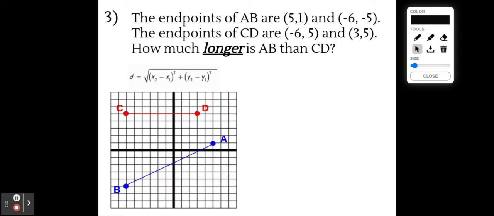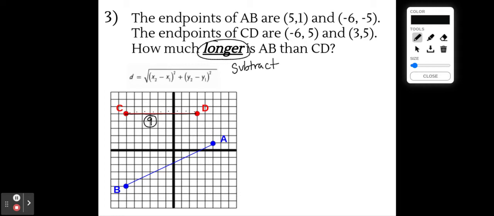Now the question's asking us how much longer is AB than CD? And we can definitely see that AB is longer, but we want to know how much longer. So we're going to have to figure out the lengths of both of them, and then we're going to have to find the difference by subtracting. Okay, if you look at CD, this is just as simple as counting up how many units long it is, because it's just a straight line. So I could count 1, 2, 3, 4, 5, 6, 7, 8, 9. This has a length of 9 units. Okay, so I've got CD.